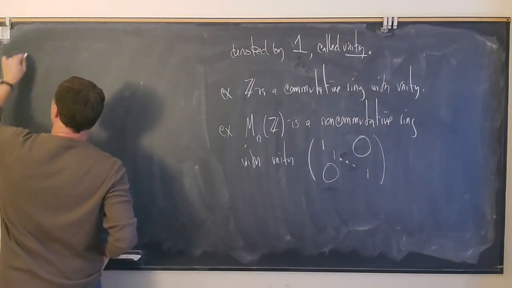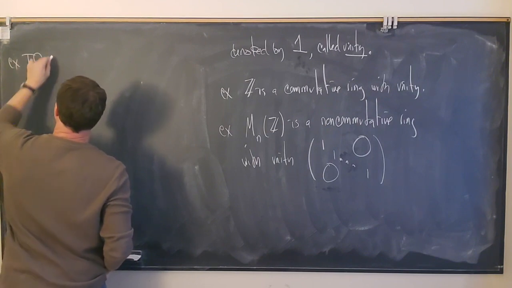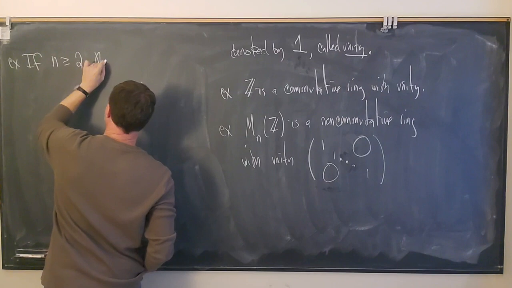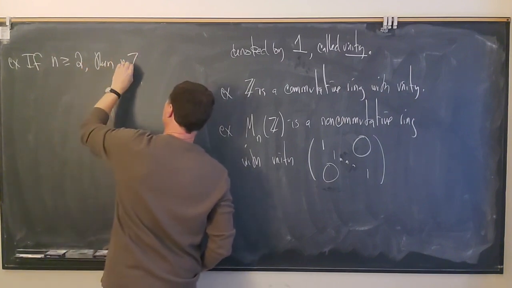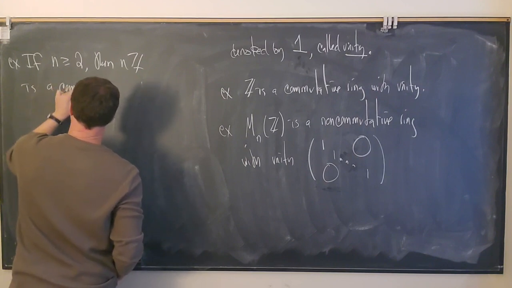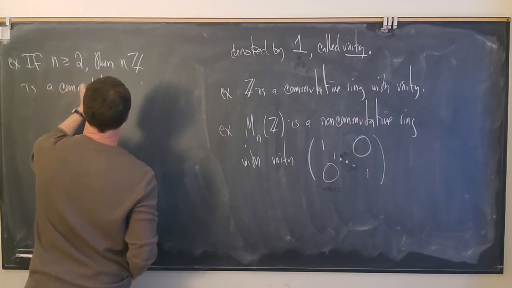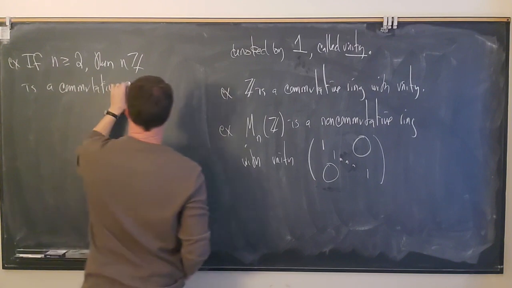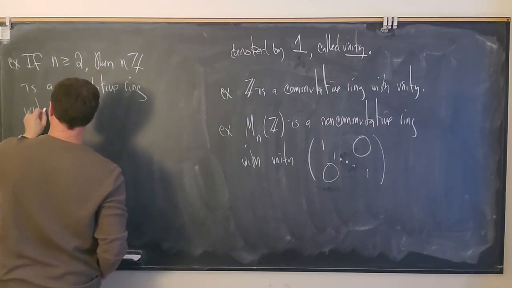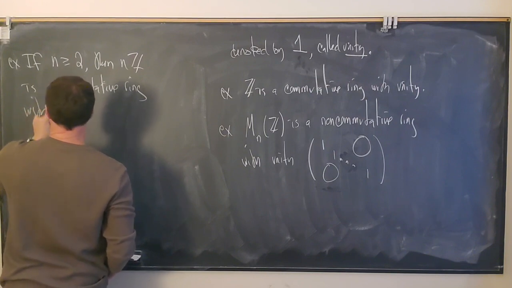Another example: if n is greater than or equal to 2, then nZ is a commutative ring without unity.